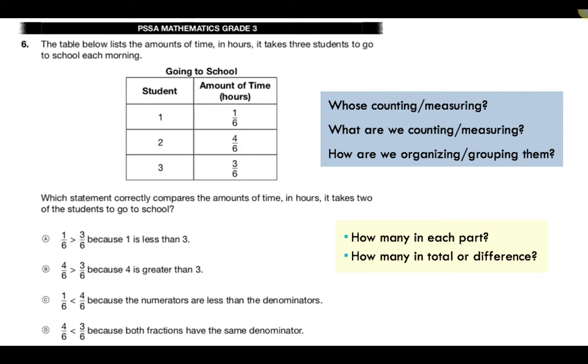4/6 is greater than 3/6 is true. Is that true because 4 is greater than 3? Well, yeah, 4 10 minutes is greater than 3 10 minutes, so that could be it. Let's see, 1/6 is less than 4/6 because the numerators are less than the denominators.